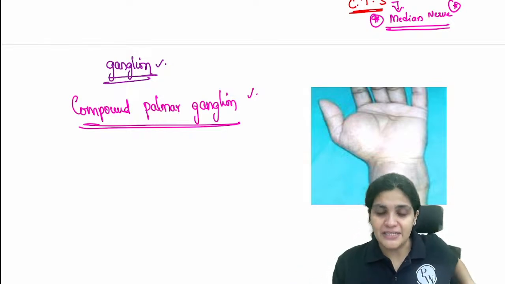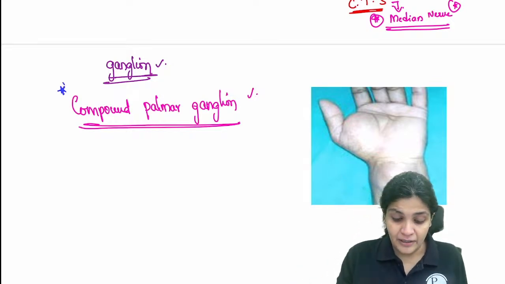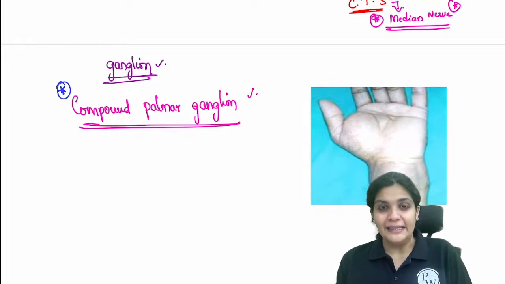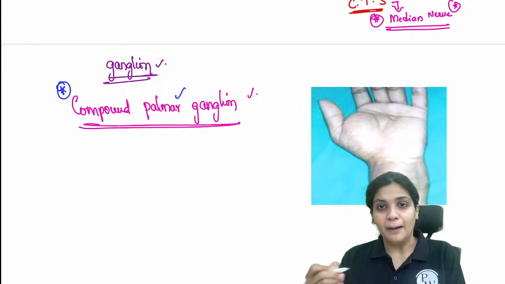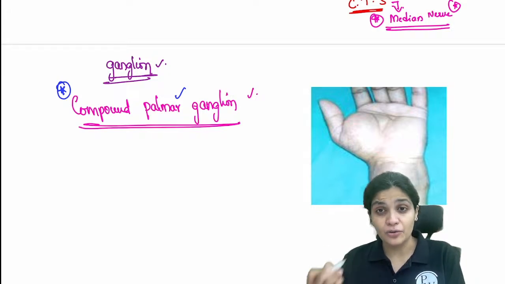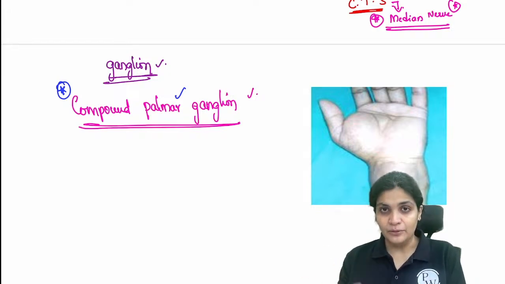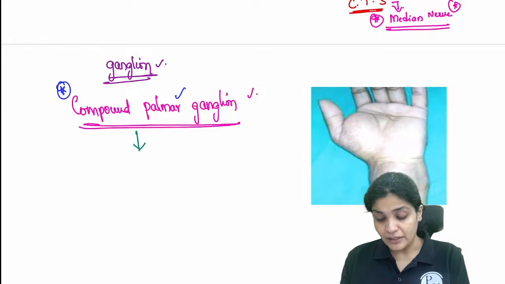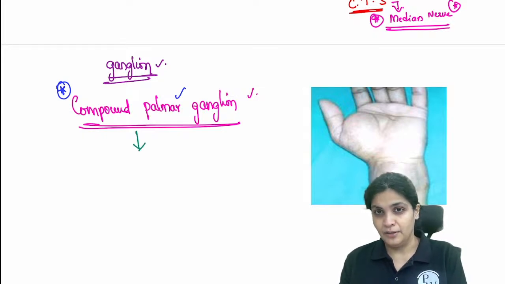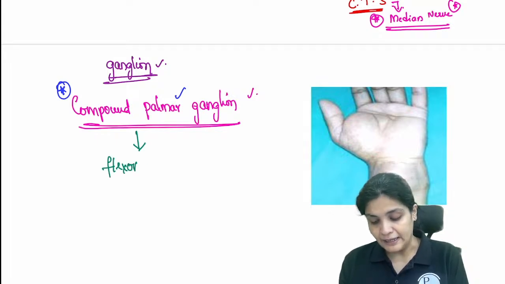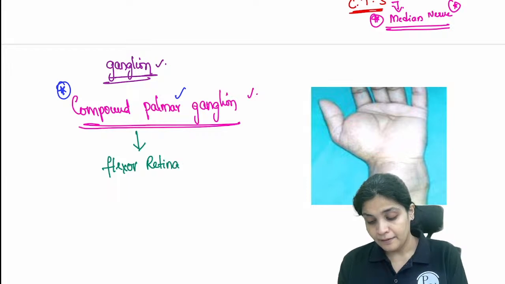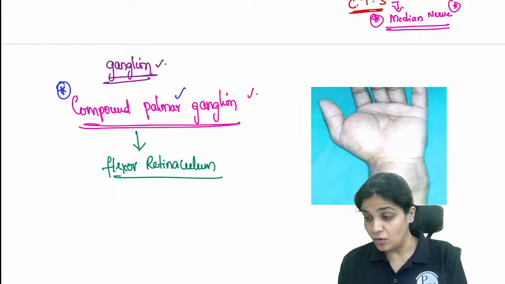As the name suggests, it is compound, meaning something very complex is inside it, and it is on the palmar side. Whenever you see a swelling like this on the palmar aspect, which is similar to a ganglion but does not actually look like one, you have to think about compound palmar ganglion. It is a cystic swelling which arises from the flexor retinaculum. And whenever you see this, always remember to exclude TB.